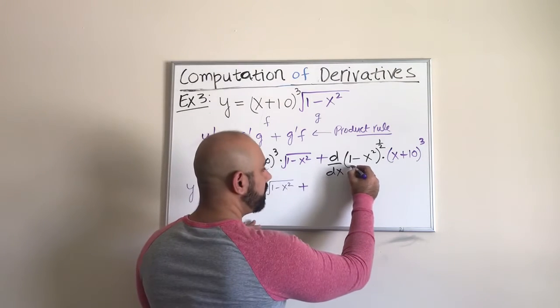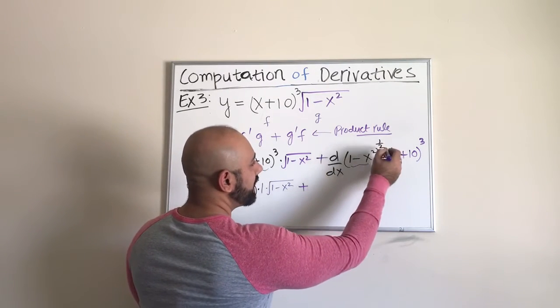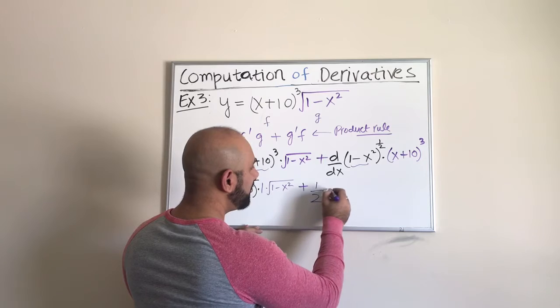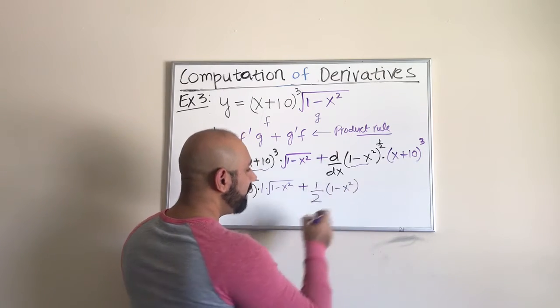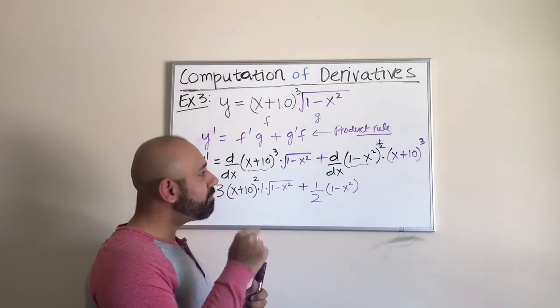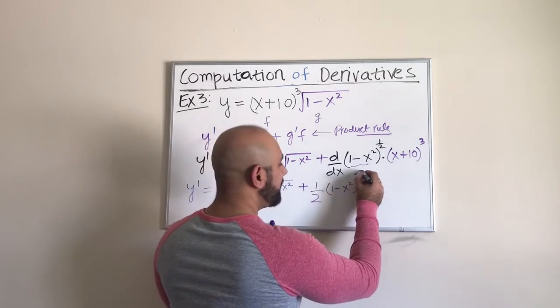So for this, I'm going to treat this whole thing as a big x. So it's x to the power 1/2. So I bring the 1/2 up front. Then it's 1 minus x squared raised to the power n minus 1. So it's 1/2 minus 1, which is just negative 1/2.